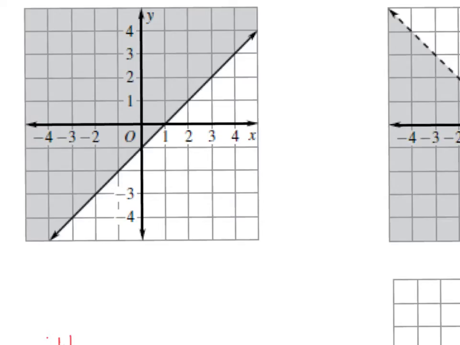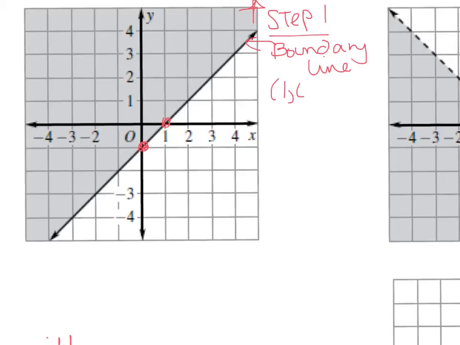Now let's do this one. I'm going to put a star by it. It's a little bit more challenging. Again, I want to find my boundary line. I'm going to choose two simple points to work with, the x and y intercepts, (1, 0) and (0, -1). I'm going to find out what my slope is. -1 over -1, so it's just +1.